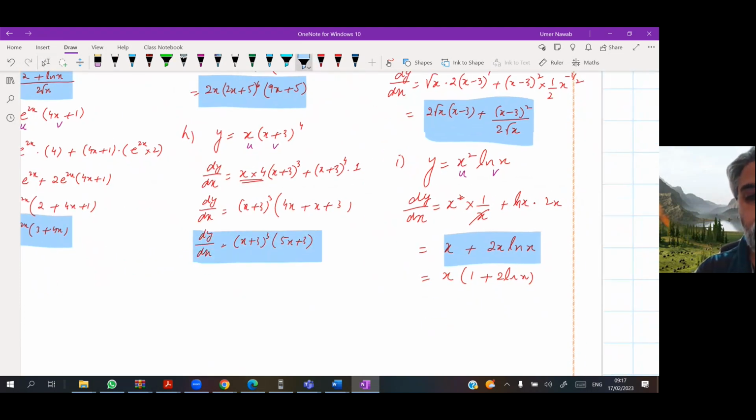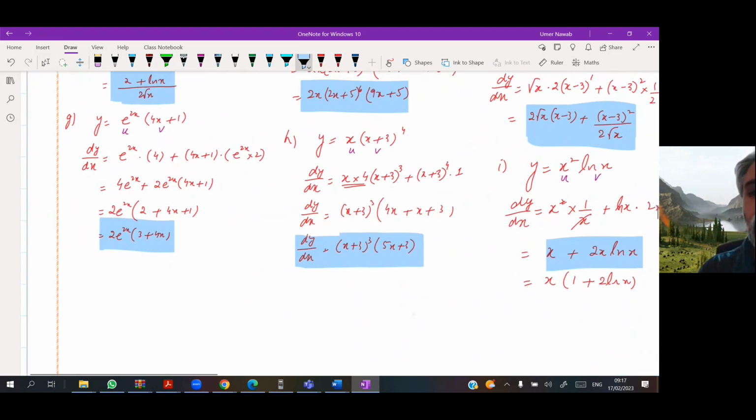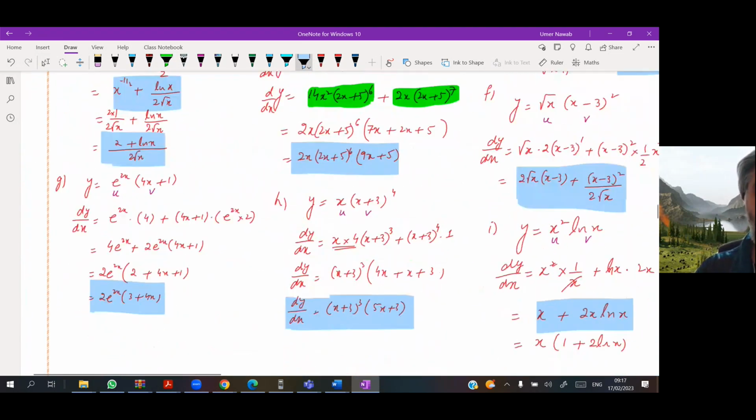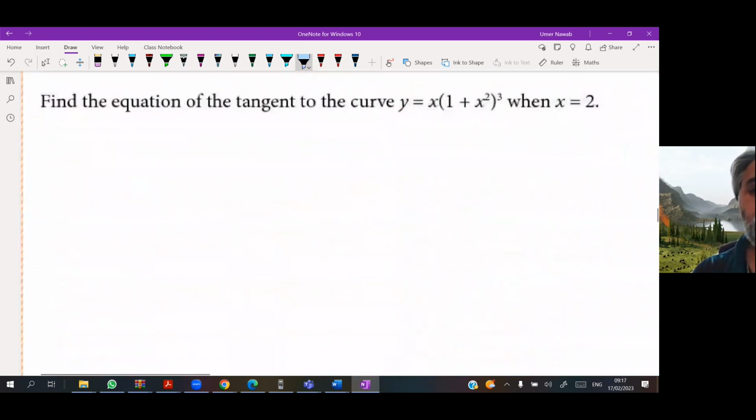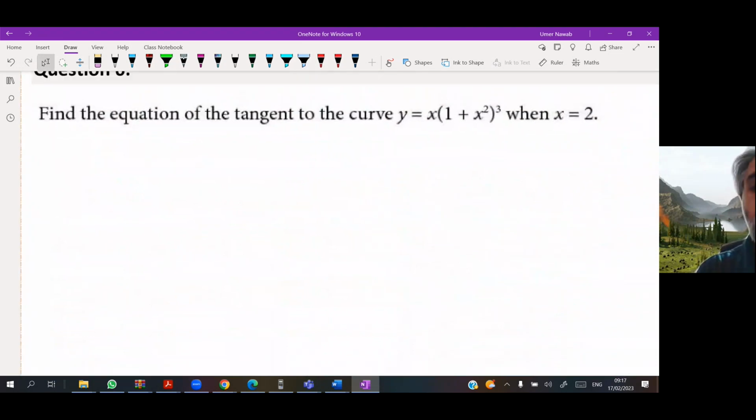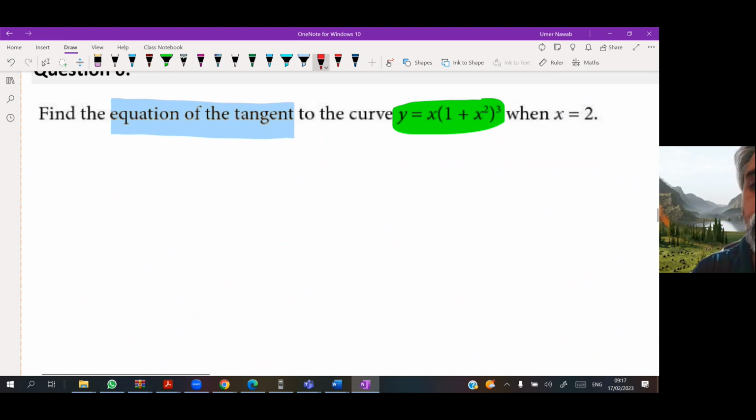So guys, I have practiced with you the product rule in detail. Now we go to the application part. Find the equation of a tangent. So the equation of a tangent can be found. First, we need to find the dy by dx, which will give us the gradient. So let's try dy by dx.